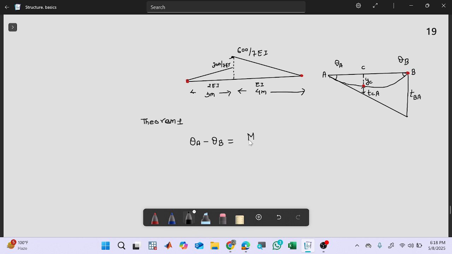the area of M by EI between A and B. So this is A and this is B. So this is my first theorem. So what is the area of M by EI between A and B? Can I write it as A1, and here I can write it as A2. So it will be A1 plus A2.